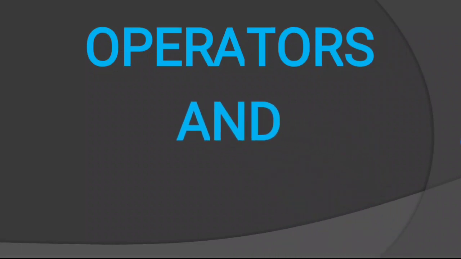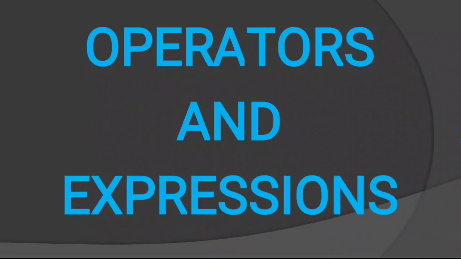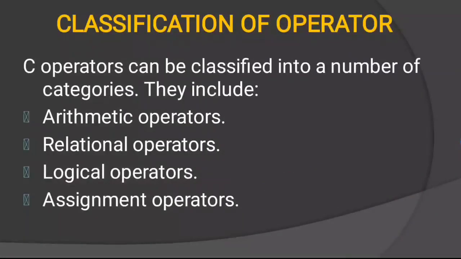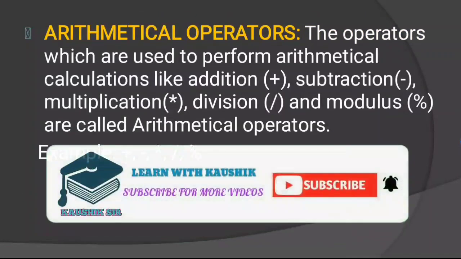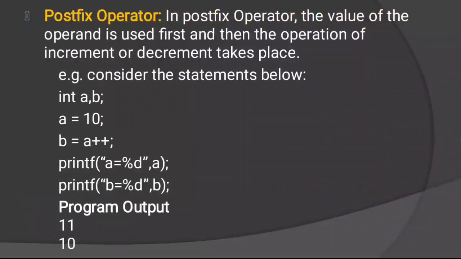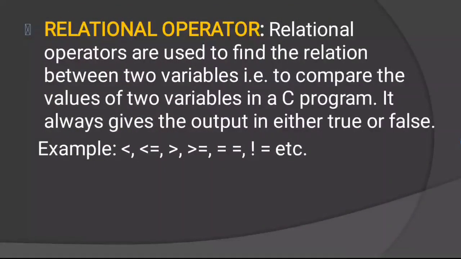We will discuss the rest part of operator and expression in C language. Actually, in last class we have discussed about operator, classification of operator, then arithmetic operator and classification of arithmetic operator. Okay, then today we will start from relational operator.